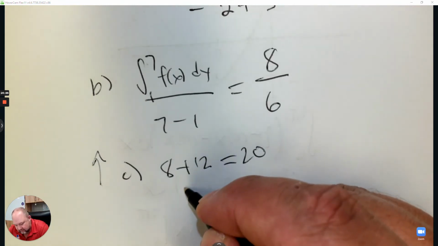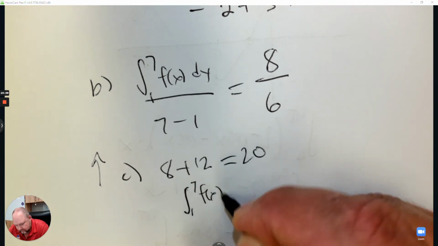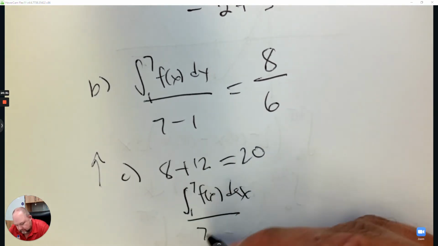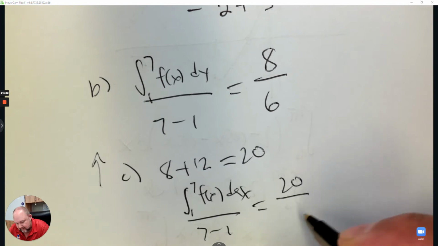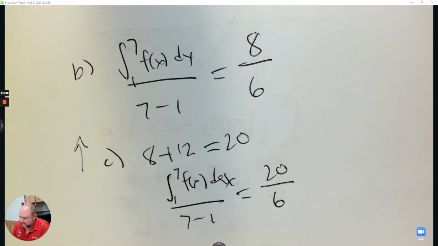And then the average value would then be 20 divided by 6. And then don't reduce that down. All right, turn the page. Number 11.